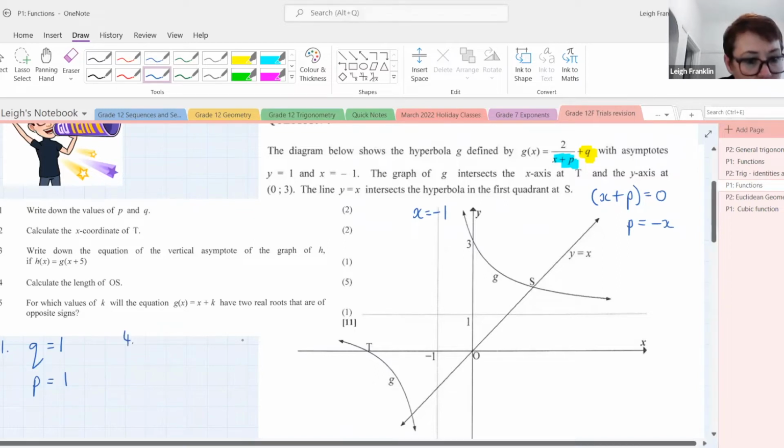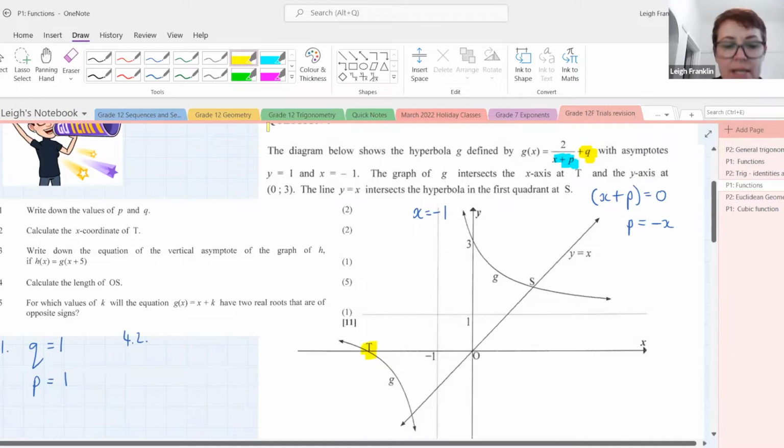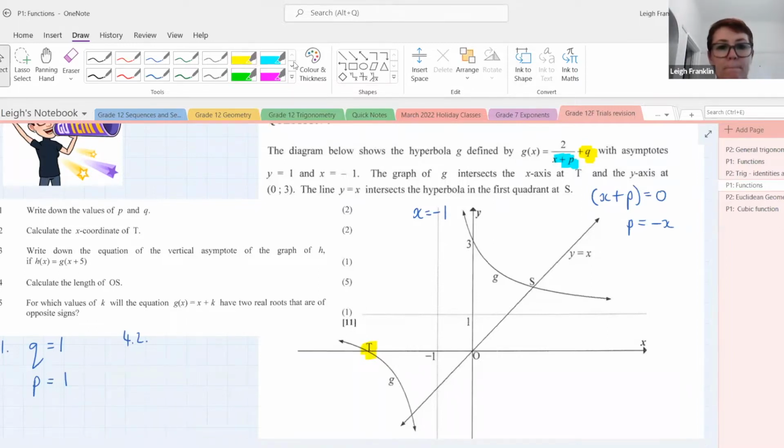4.2, let's do the next question. Calculate the coordinates of T. So what does T represent? Matrix, here's T down here. T is the what? Aha, quite right, Amanda. It's the x-intercept of G. Lovely. Well done. I'm going to let you guys do that by yourselves. Remember, for the x-intercept of any function, the rule is we have to let y be 0. Then you can tell me what the coordinates of T are.